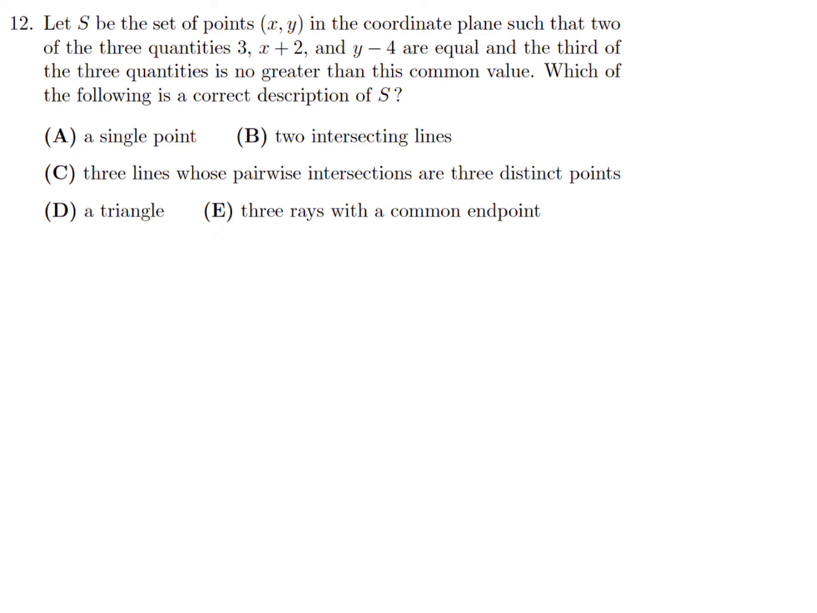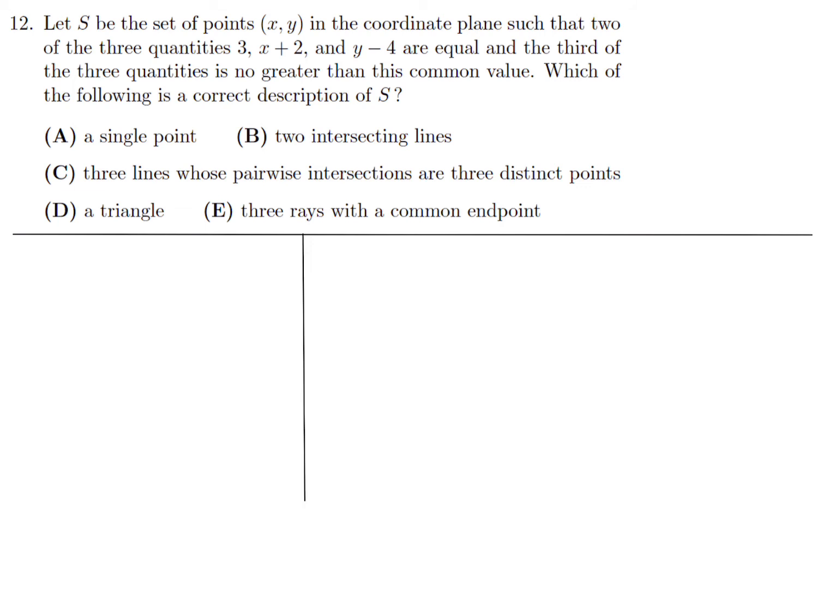Let S be the set of points x, y in the coordinate plane such that 2 of the 3 quantities x plus 2, 3, and y minus 4 are equal, and the third of the 3 quantities is no greater than this common value. Which of the following is the correct description of S? All right, we have 3 scenarios. So let's create those 3 scenarios, and then we will look at the answer choices to see which one matches.